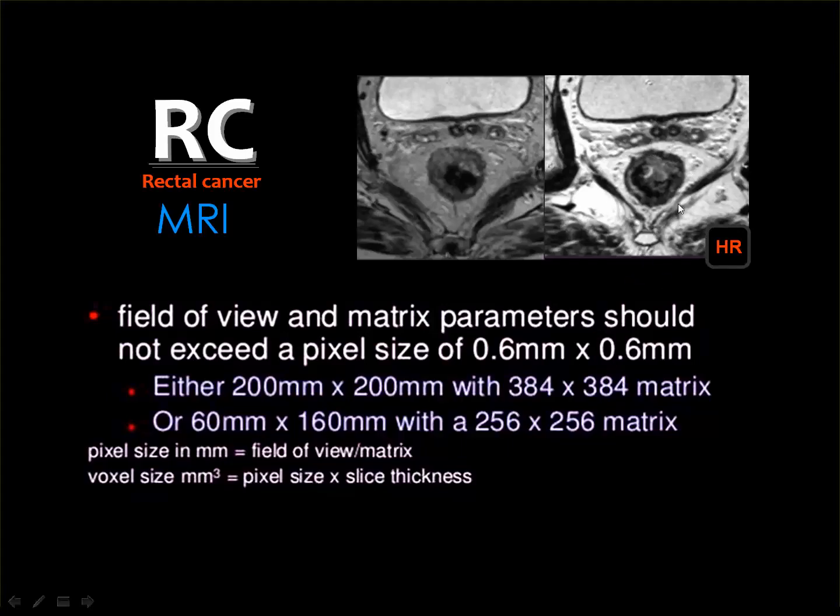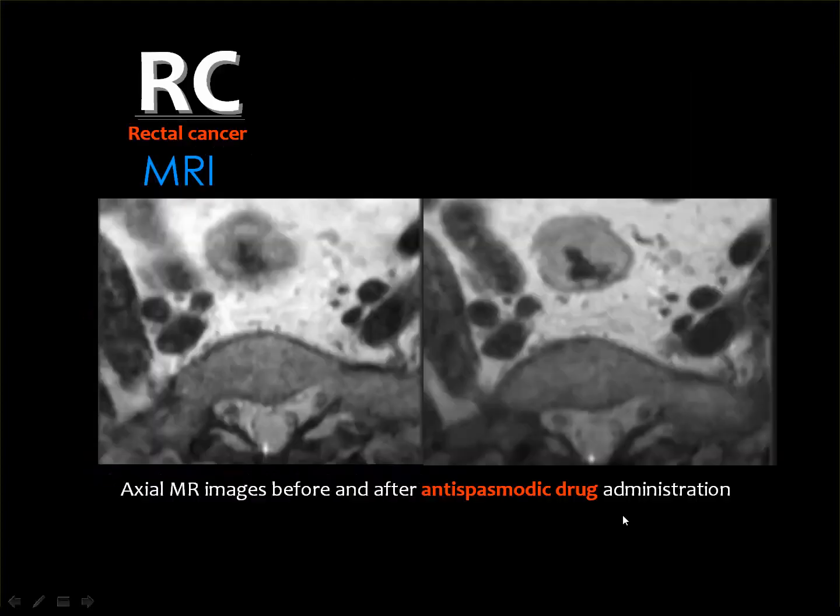In the high resolution image, you can see the layers of the rectum, including the mucosa and the submucosa, which is of bright signal, and the muscularis propria, which is of low signal. Then you can see the mesorectal fat, and you can also identify the mesorectal fascia.